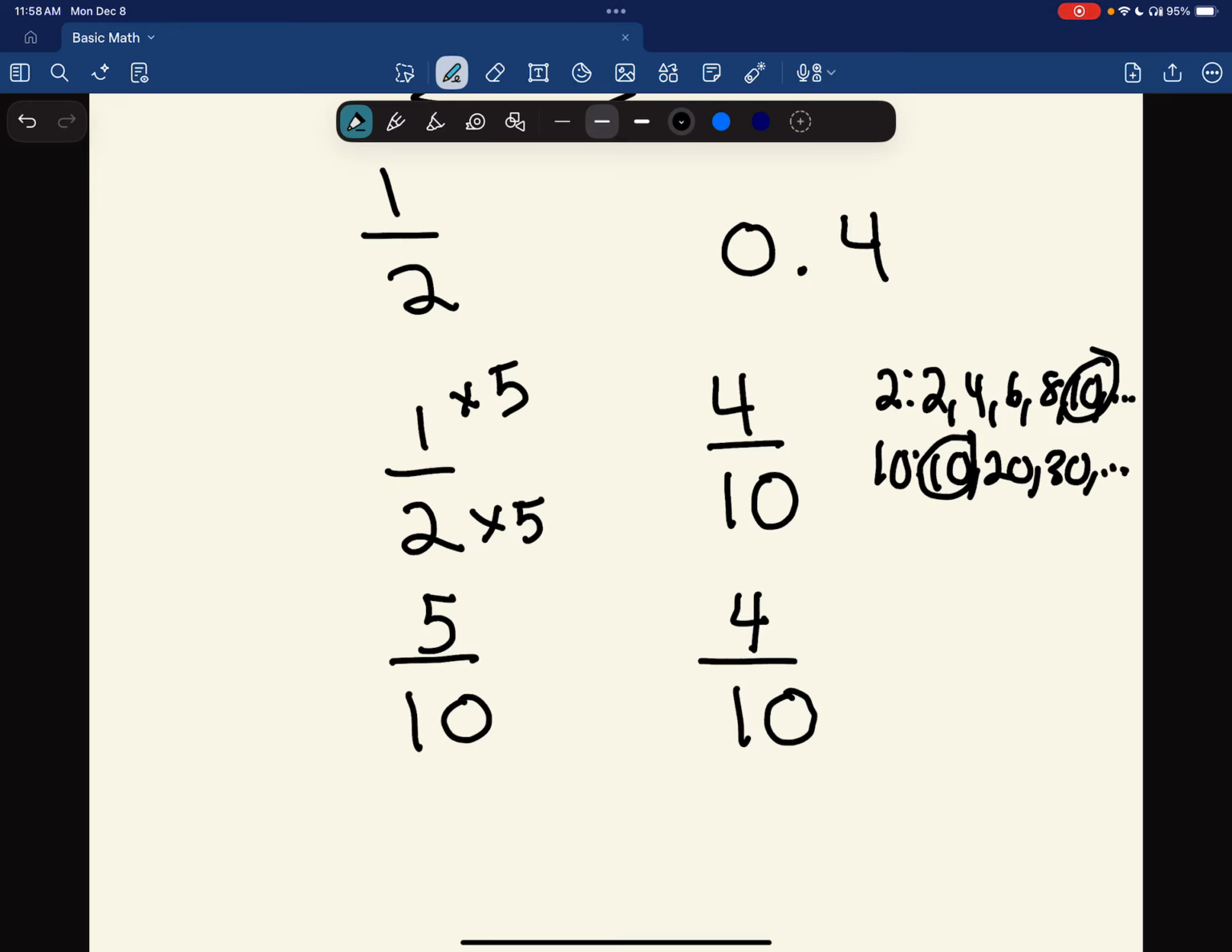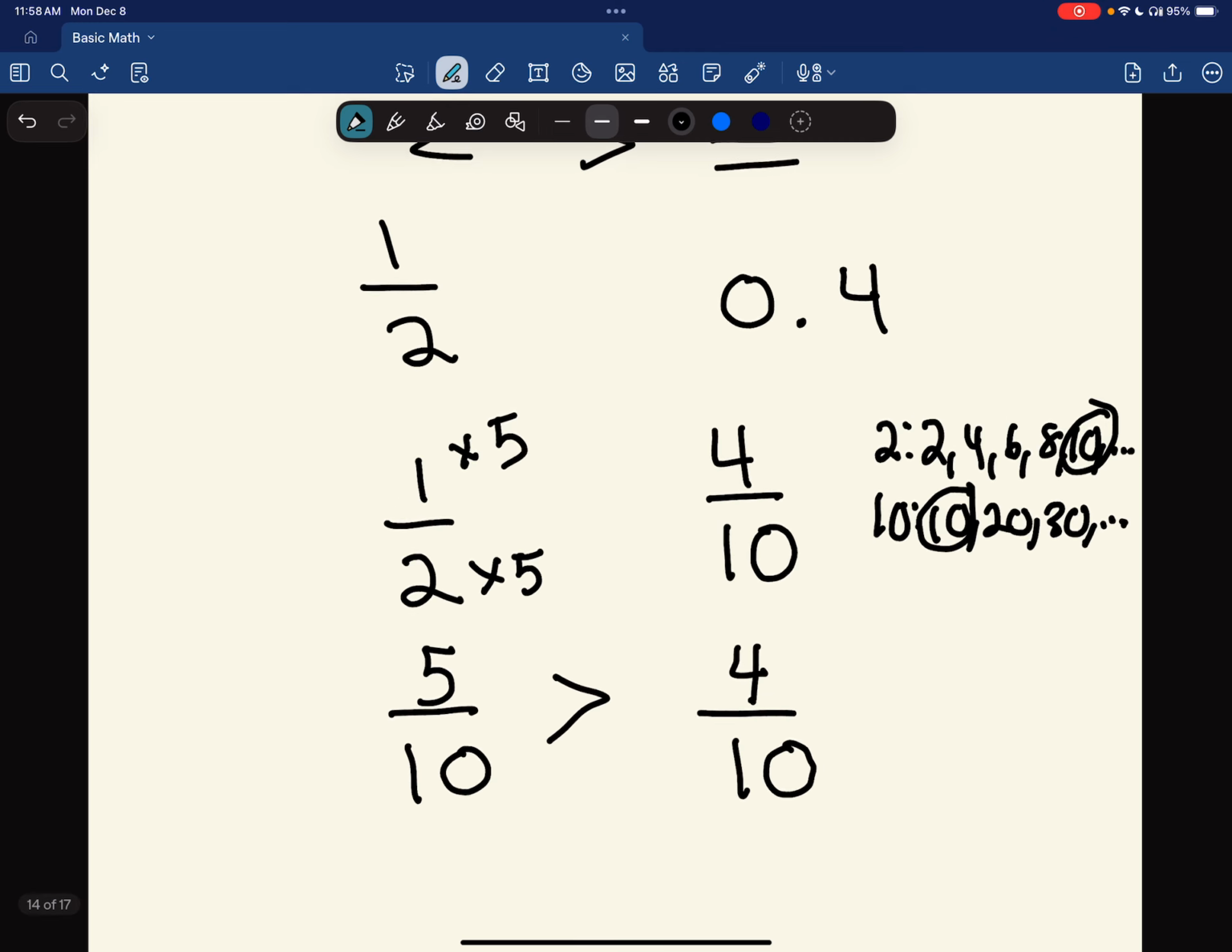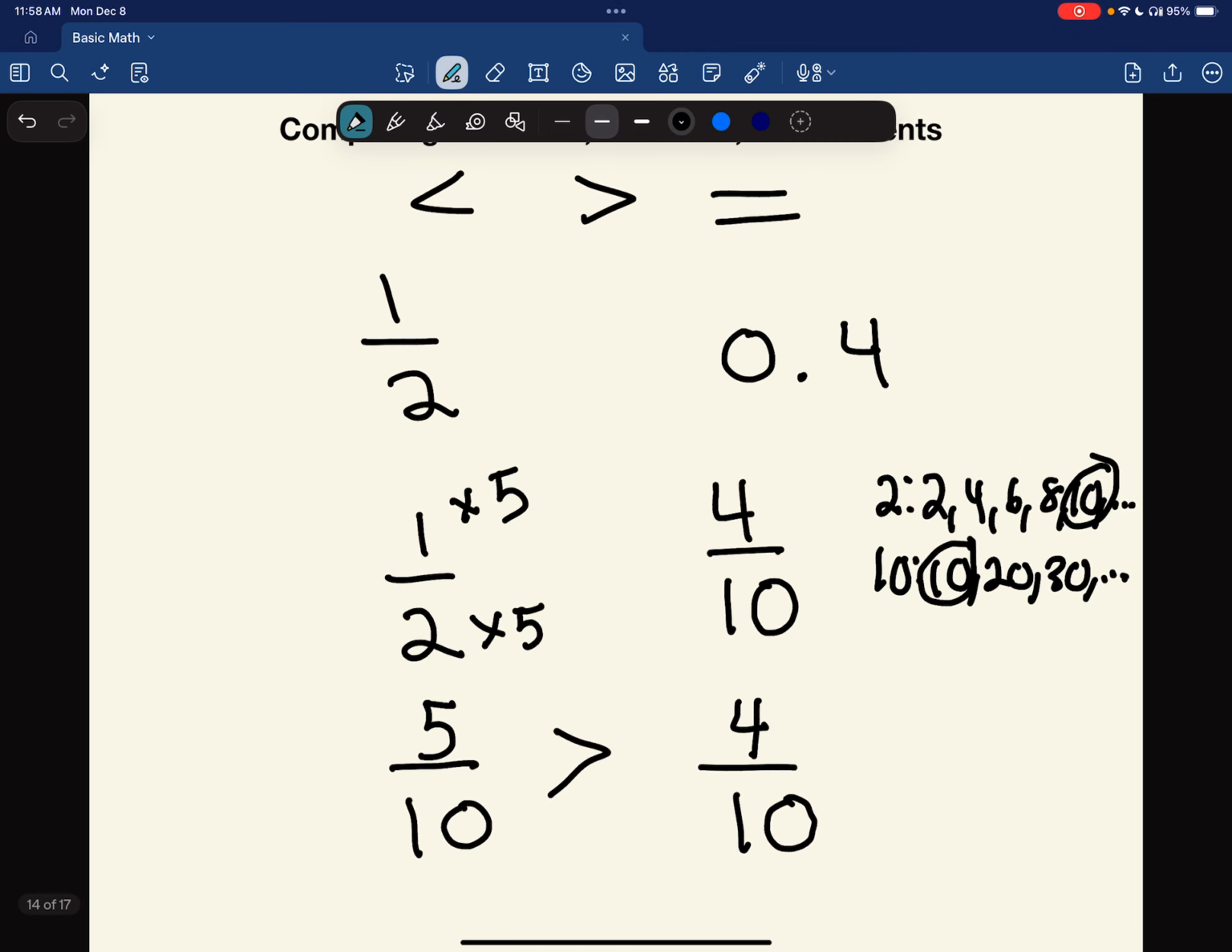Okay, from here, we know that 5 is greater than 4. That means 5/10 is greater than 4/10. So going all the way back to our starting point, we know that 1/2 is greater than 0.4.